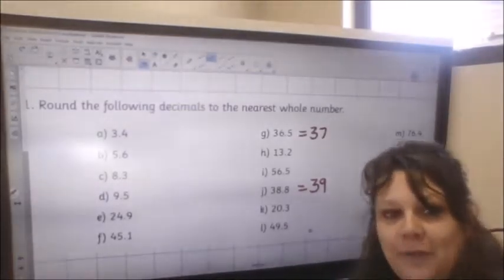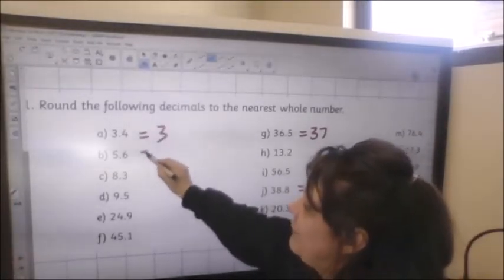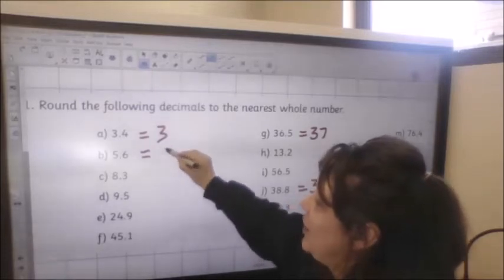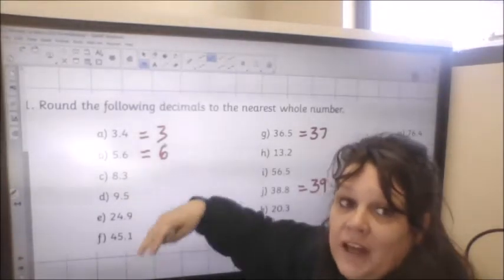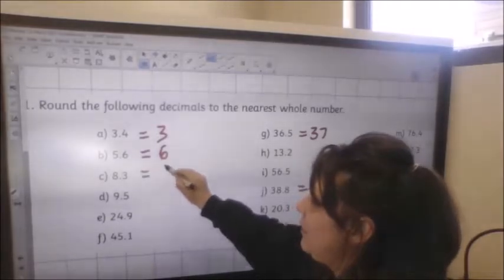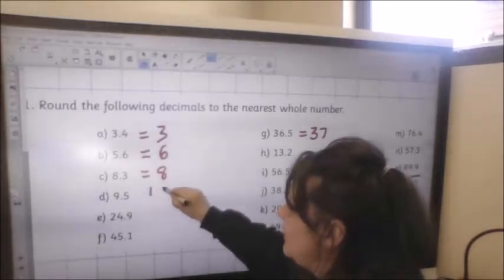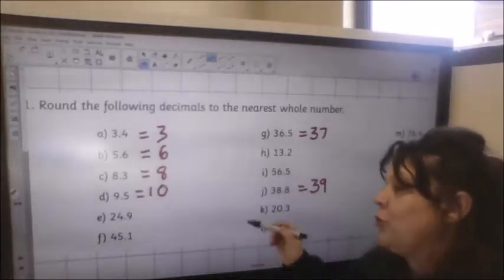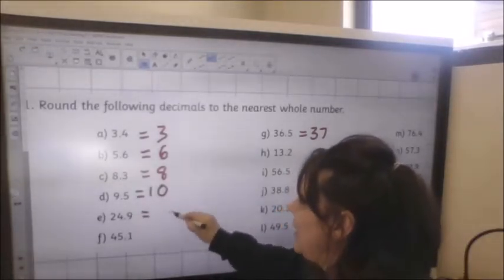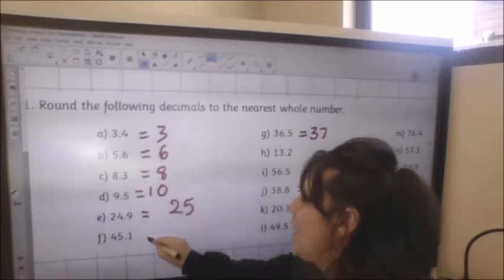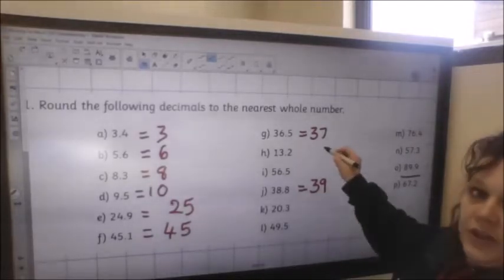Right, year 6, let's have a look how you got on then. So 3.4 becomes 3. 5.6 becomes 6, because the 6 in the tenths column is more than 5, so we're rounding up. 8.3 becomes 8. 9.5, we're rounding up again, and that becomes 10. 24.9, rounding up again, 25. 45.1 just becomes 45. We've done this one already.